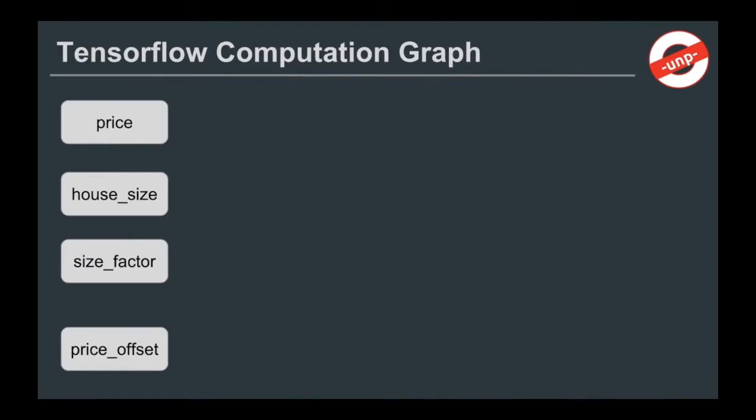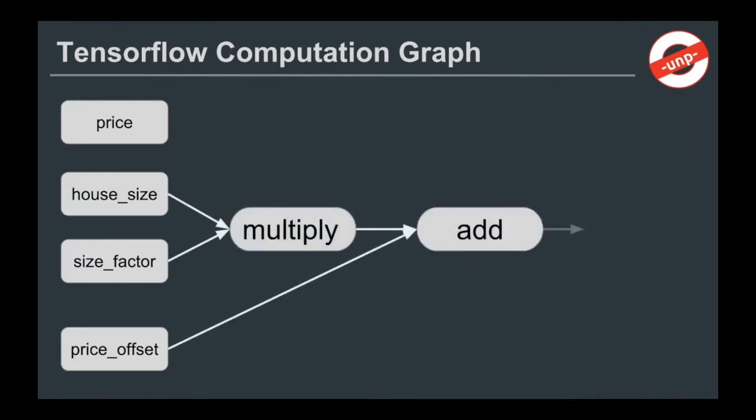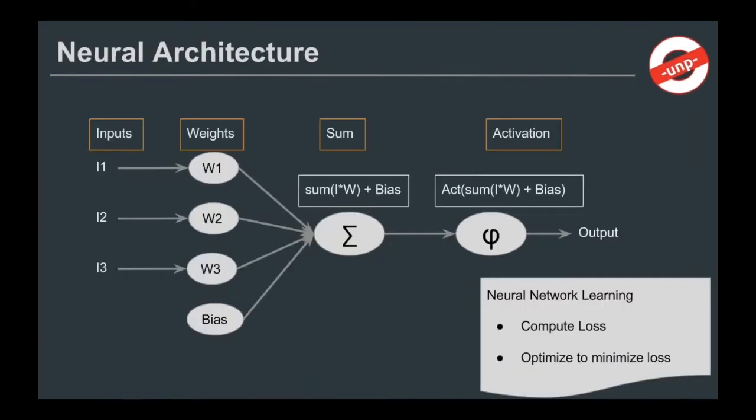Recall the TensorFlow computation graph that we saw in the last example, in the previous session. I had the house size, the size factor, and the price offset. So basically, this is data for predicting house prices, where price is the variable that I'm interested in predicting. So I multiplied these two, I added that, and I finally got my prediction, right?